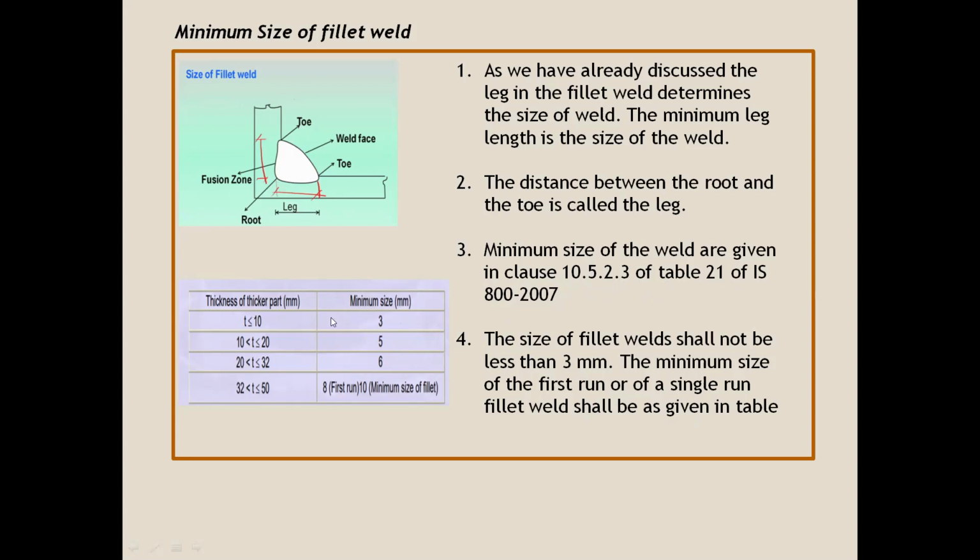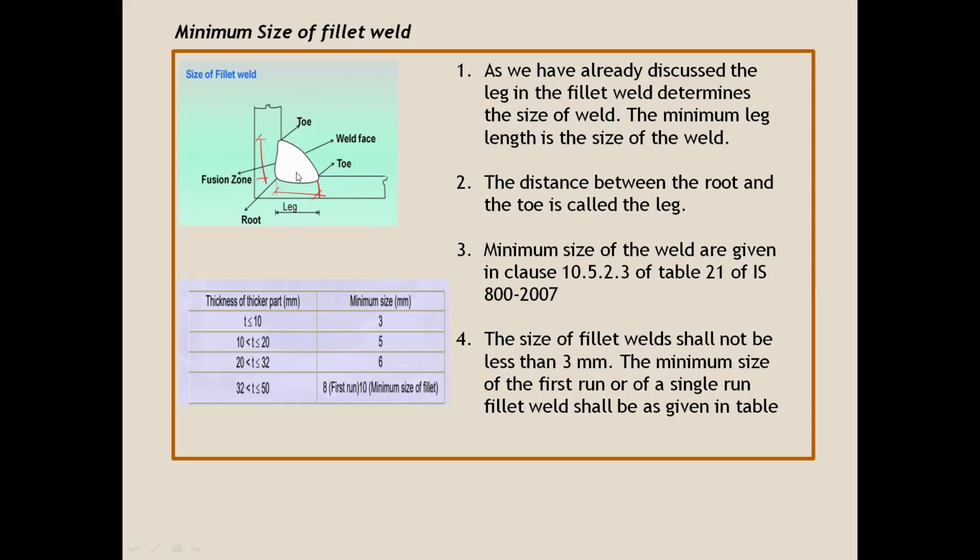Now see the table; you have to maintain the minimum size of the weld. This is the white colored welding portion. These are the two plates. This is the toe portion. This is the weld face. This is the leg, from root to toe. The distance between root and toe is the leg.